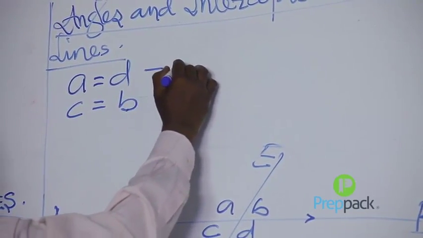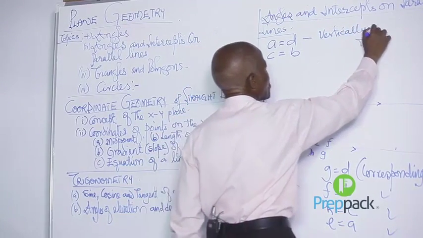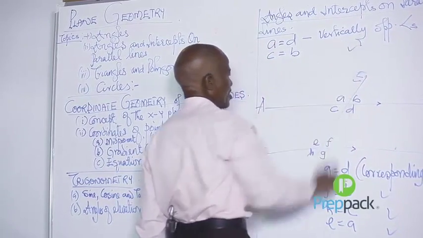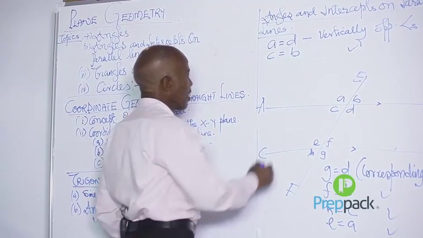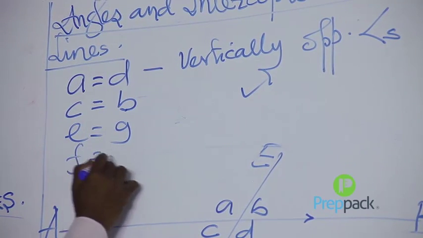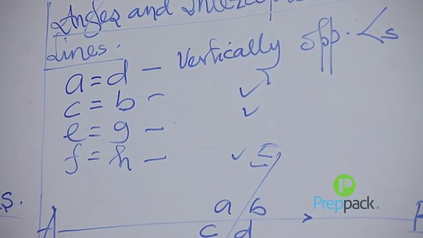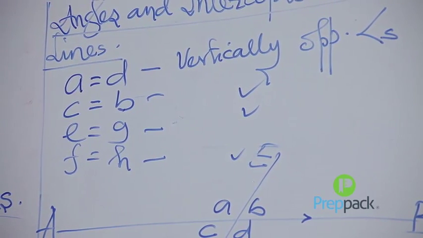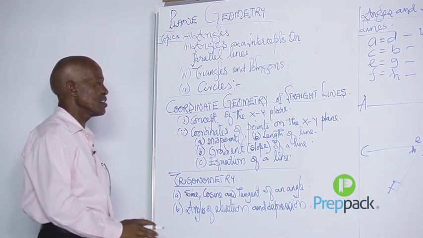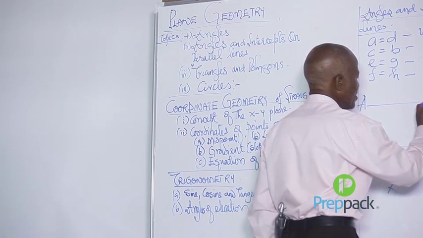These are vertically opposite angles. Okay? So it is also this. When you come to this point, E equals G, just as F equals H, all for the same reason, vertically opposite angles. All right. We can also deduce this. We have Z angles. Let's consider these.